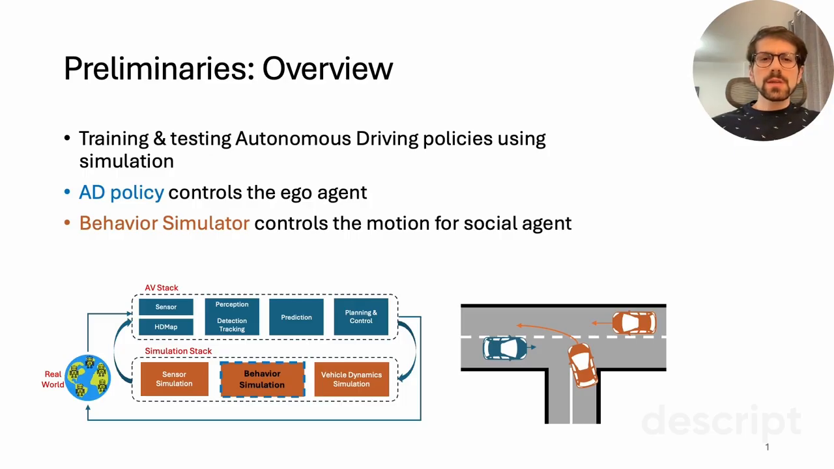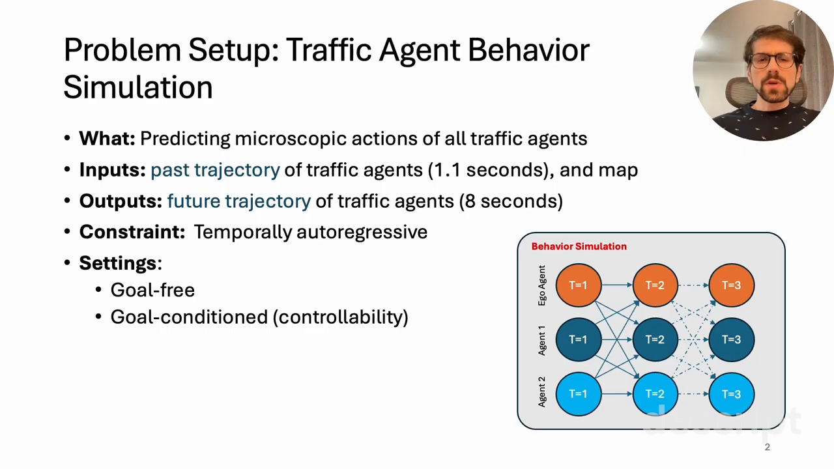For example, consider the left figure, in which the blue car is controlled by the AD policy and the brown cars are controlled by the simulation model. In behavior simulation, we are predicting the microscopic actions for traffic agents given the map information and history trajectory of the agents. The future trajectory rollouts should be predicted autoregressively, as shown in the right figure. We studied two settings, goal-free generation and goal-conditioned generation. The latter is what gives us controllability, and I will come back to it later.